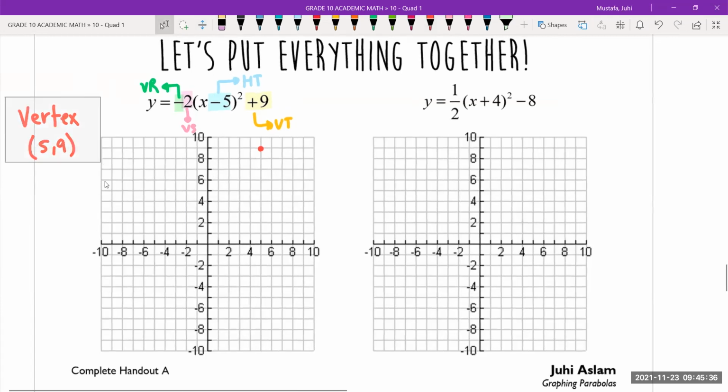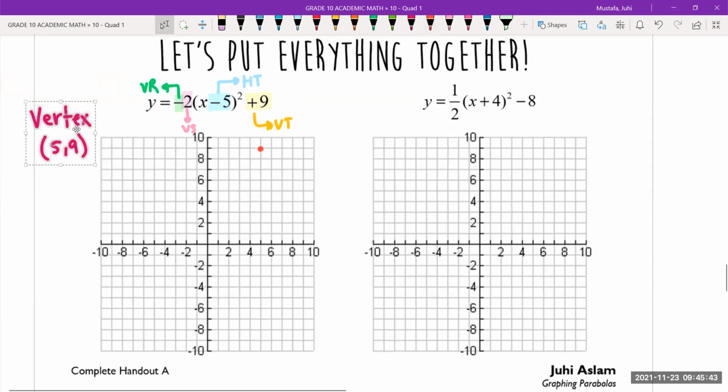So wait, a vertical reflection is like negative, right? A vertical reflection just means that your parabola is now flipped over. So instead of facing upwards, it's facing downwards. So it's negative. It's like down. Yeah. It's a negative. Exactly.